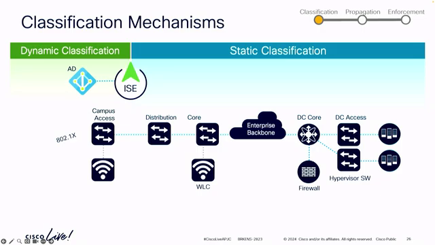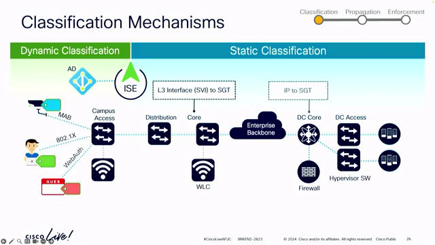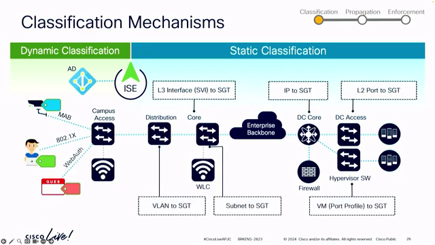If your device is not supported for .1x, what can you do? You can also use static classification. That means you can have a L3 interface assigned to SGT. You can have a static IP to SGT mapping. You can assign a SGT to one VLAN, or you can assign SGT to one subnet. So there are multiple ways you can assign SGTs based on what kind of infrastructure you have.